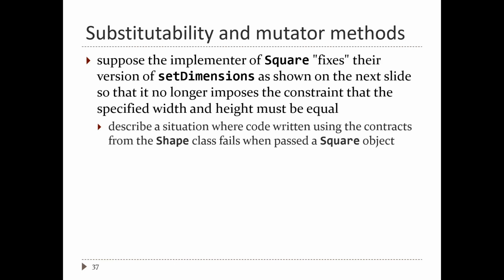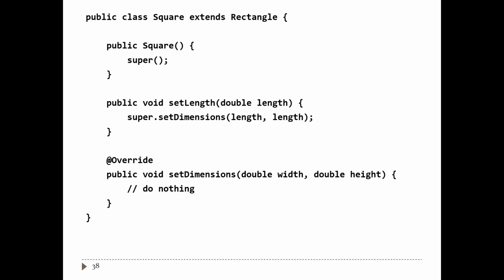And again, it's possible to come up with many situations where code written using the contracts from the shape class fails when passed a square object. So for example, any code that's written using set dimensions that relies on the fact that both the width and height of the shape are changed no longer works when passed a square object, because the square class doesn't actually change the size of the shape when set dimensions is called.